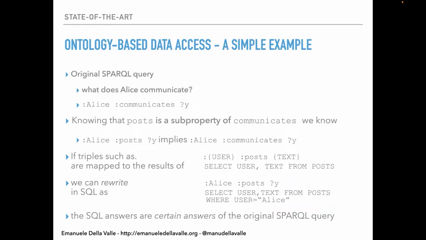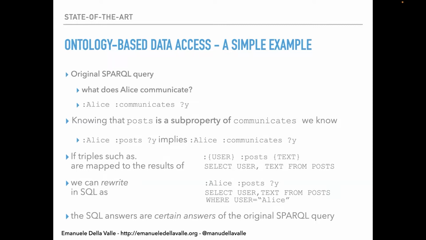Just to give you the impression of how this works, imagine that somebody asks, what does Alice communicate? So it writes, Alice communicates Y. And then you have this knowledge captured in the ontology that posts is a subproperty of communicates. Therefore, you know that somebody asking, does Alice post something, will find an answer that is also an answer of Alice communicates something.